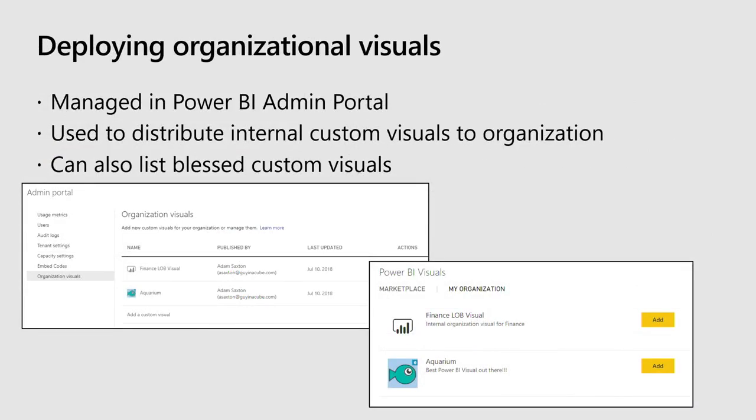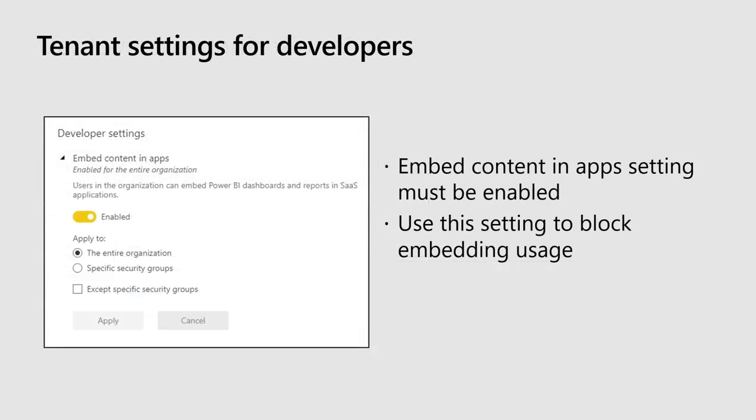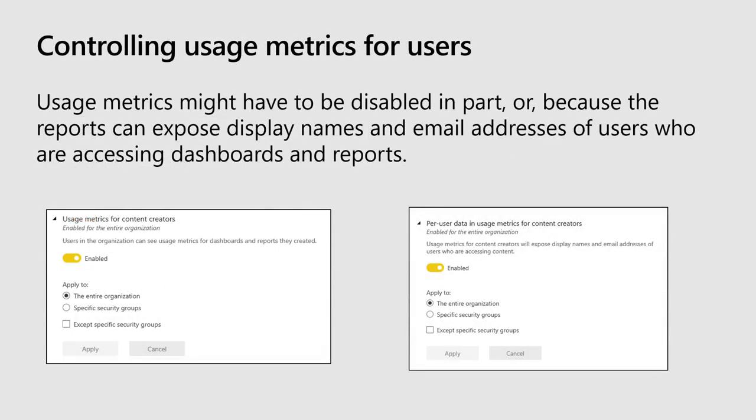Organizational visuals is another page in the admin portal where you as an administrator can upload visuals that are blessed by the organization and that your users are supposed to use. Keep in mind, visuals are JavaScript based, and a bad person can do bad things with these visuals if there is no oversight from an admin perspective. This is where service admins add value to the organization. These are tenant settings for developers. If you don't like those embedded developers, turn the setting off every once in a while until they find you, and then turn it back on.